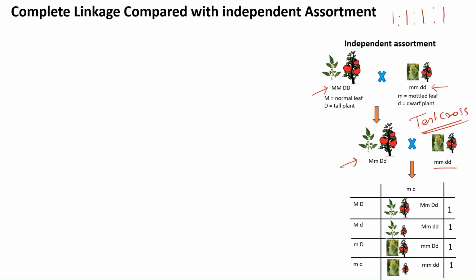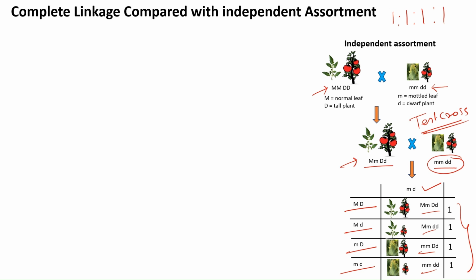1:1:1:1. From the small m, small d parent, the gamete is small m small d, only one kind of gamete. But from the F1, we can get four different kinds of gametes: with both alleles dominant, with one allele dominant, with the other allele dominant, and with both alleles recessive. So when we cross, we'll get the ratio of 1:1:1:1. This we already learned in the video on test cross. So this is our independent assortment.